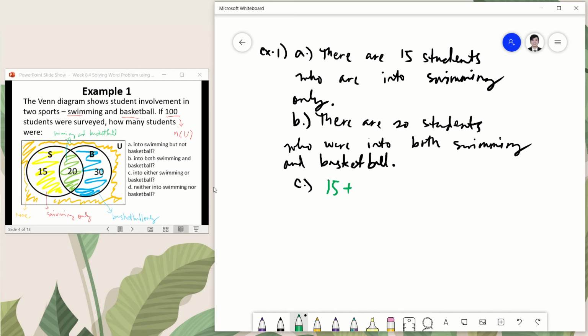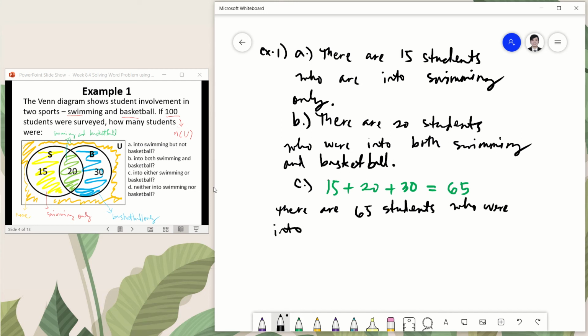That would be 15 plus 20 plus 30. So 15 plus 20 is 35, and 35 plus 30 is 65. So that means there are 65 students who were into either swimming or basketball.